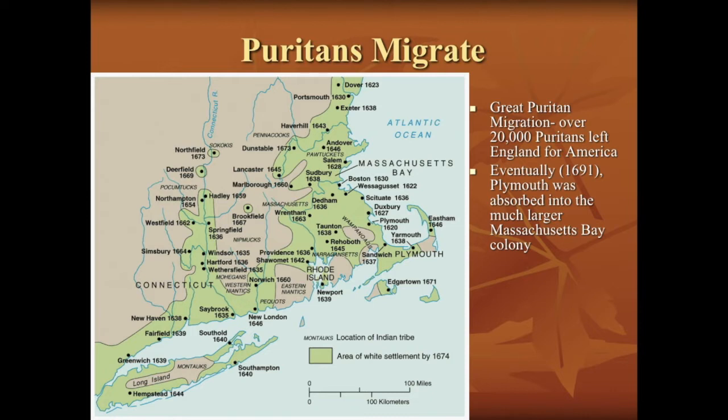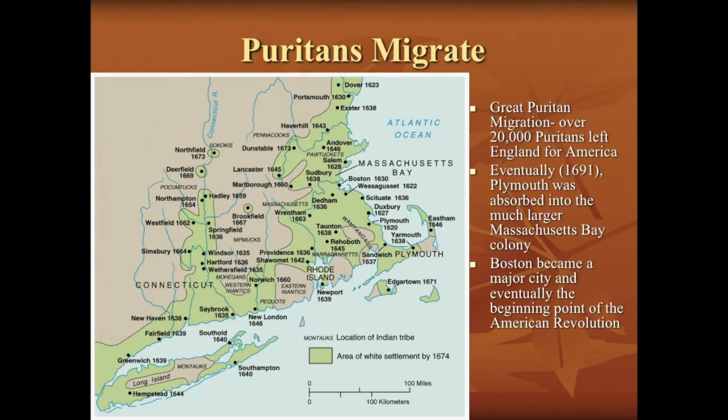So the separatists are going to have to join up with the non-separatists, and Plymouth becomes part of the Massachusetts Bay Colony and no longer existed as a separate colony. Now, the people in Massachusetts are going to make a lot of money. Their main source of money is going to be through shipbuilding and then using these ships to sell different items like timber or fur and that sort of thing to other parts of the world.